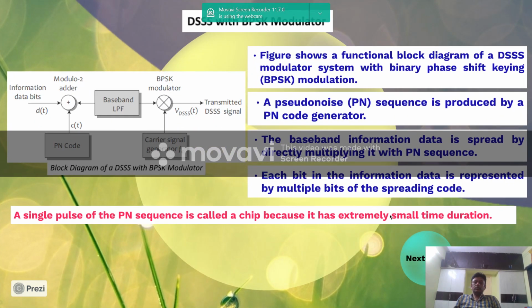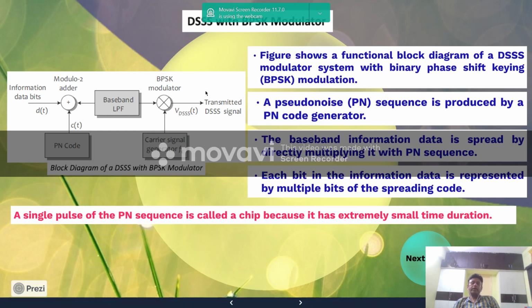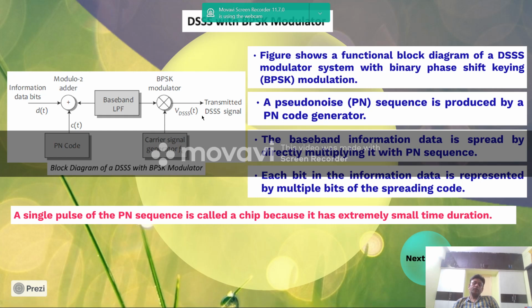Coming to the DSSS with the BPSK modulator, we already know that a BPSK modulator, binary phase shift keying modulator, will have two values, 0 and 1, binary. And here, if you see the block diagram, it consists of modulo-2 adder, PN code generator, baseband low pass filter, and carrier signal generator. If you see this diagram, BPSK modulator, transmitted. Finally, we will get the transmitted DSSS signal.